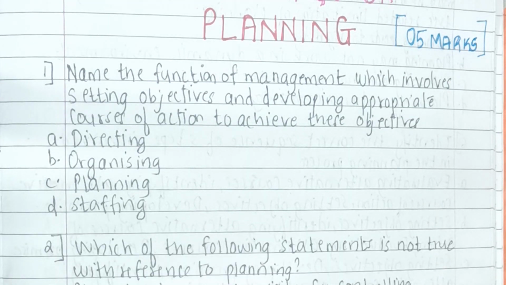Name the function of management which involves setting objectives and developing appropriate courses of action to achieve these objectives. The options available are directing, organizing, planning, and staffing.